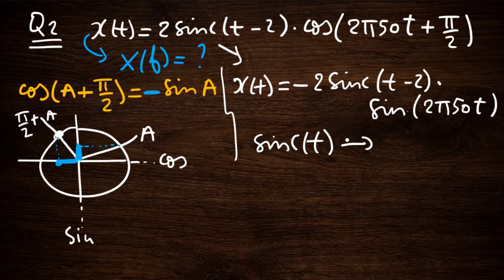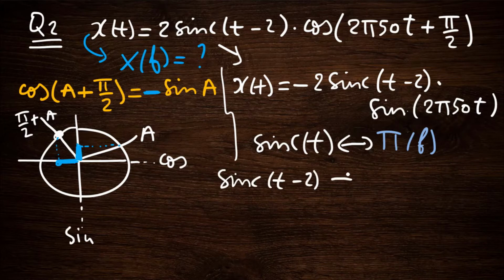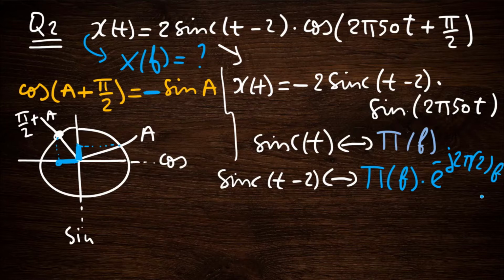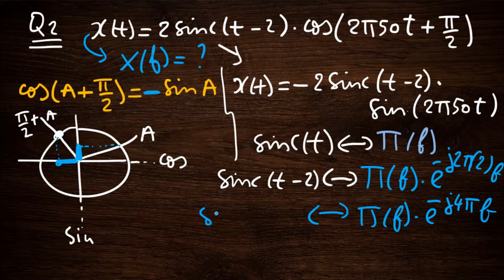We know that the Fourier transform of sinc t is the rectangular pulse of f, and if we shift it by 2, it means multiplying the Fourier transform by e to the minus j 2 pi times 2 f. 2 pi times 2 is 4 pi, so that's minus j 4 pi f. That's for sinc of t minus 2. Multiply both sides by minus 2.